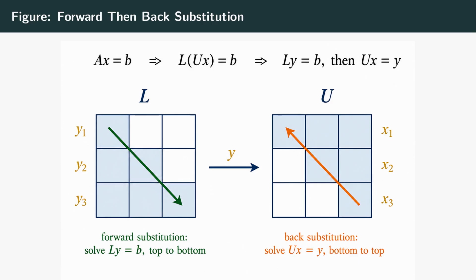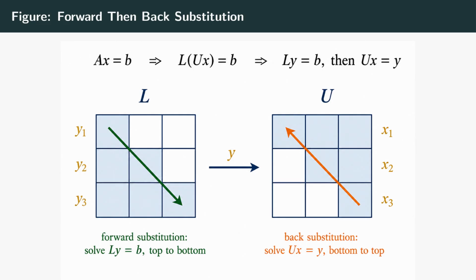Let's watch the two-stage solve as a flow. At the top is the chain of reasoning. Ax equals b becomes L times the quantity U times x equals b, and naming Ux as y splits it into: solve Ly equals b, then solve Ux equals y. On the left sits the lower triangular factor L with a green arrow pointing down its diagonal. That is forward substitution. You find y1 at the top first, then y2, then y3, sweeping downward, each value using the ones already found above it.